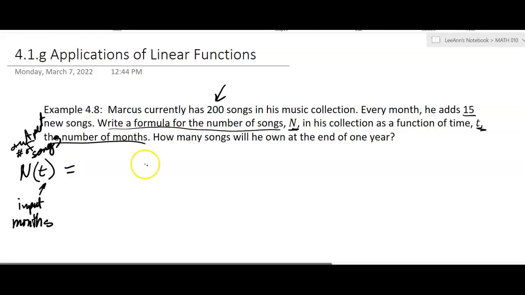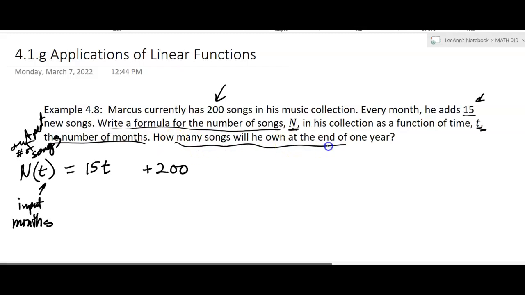Well, he has 200 automatically. So even if no months go by, he has 200 songs. And then for each month, he adds 15. So it's going to be 15 times the number of months. So that would be the function then. If 3 months go by, he's going to add 45 songs to his collection, giving him 245.